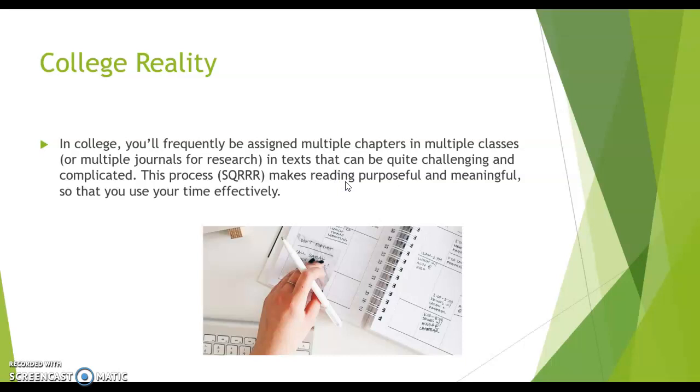If this is your first semester, or your second or third semester, you'll frequently be assigned multiple chapters in multiple classes, or multiple research that you have to do. And these texts that you're assigned can often be quite challenging and pretty complicated. This process, SQ3R, makes reading purposeful for you. It makes it meaningful for you so that you use your time effectively and efficiently.